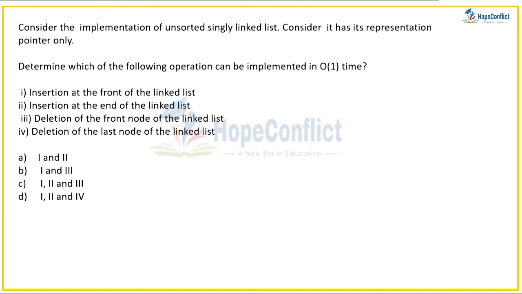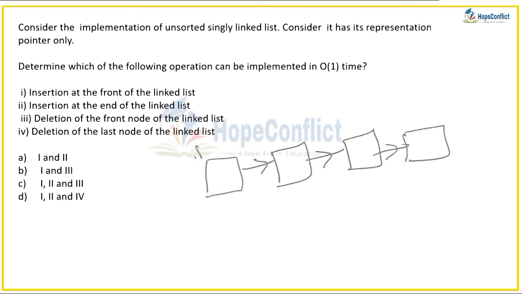Okay, so the next question: consider the implementation of an unsorted singly linked list, with a representation having a head pointer only. So this is our linked list, let's suppose, and this is the head pointer pointing to the first node. Now you have to determine which of the given operations can be implemented in O(1) time, that is constant time. Insertion at the front of the linked list: I just showed you that using just two statements, you can insert an element at the front of the linked list, right?